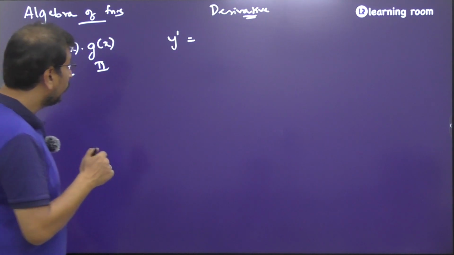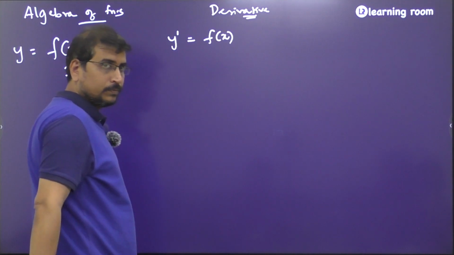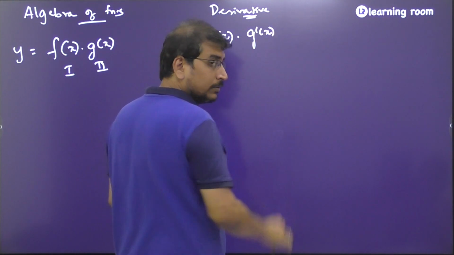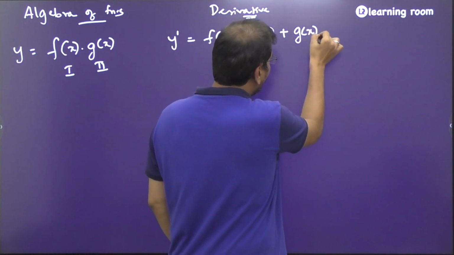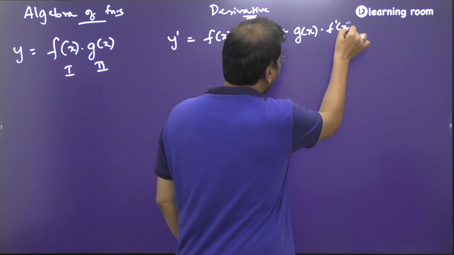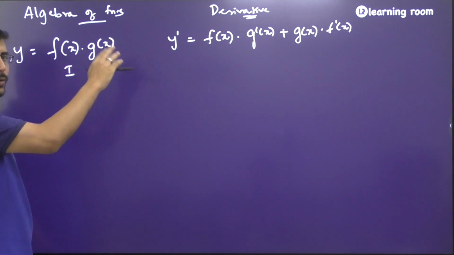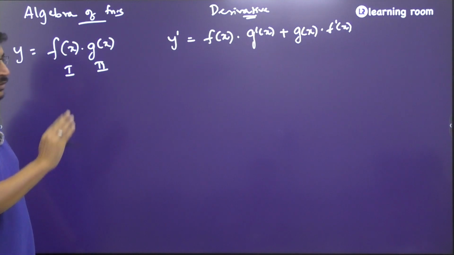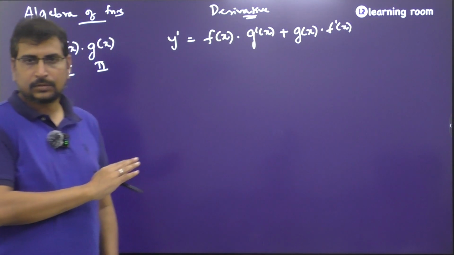Okay. So basically what happens is, first function into derivative of second function plus second function into derivative of first function. You follow a pattern. So what you do is, basically it is u into v dash, u into derivative of v plus v into derivative of u. So instead of u and v, I used f of x and g of x. Am I clear with this?